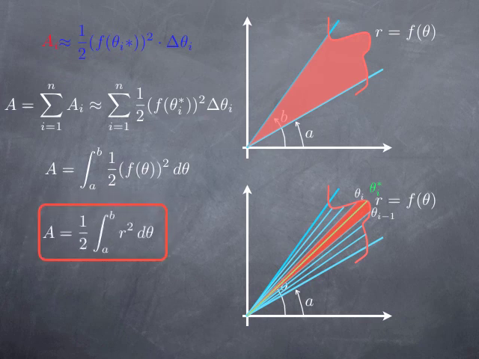Maybe an easier to remember form of this formula is 1/2 integral from A to B of r squared d theta, because of course here we are looking at the case where r is given by f of theta along the bounding curve.